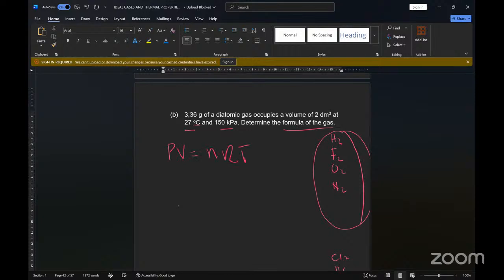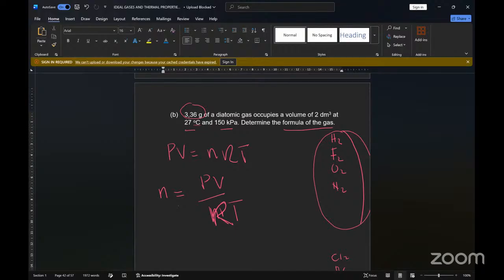Okay? So because I said to determine the formula of the gas, you need the number of moles. So we have to make number of moles the subject of the equation. So number of moles is equal to PV over what? Over RT. So we leave this 3.36 grams out for now, and then deal with what we have. The pressure here is what?